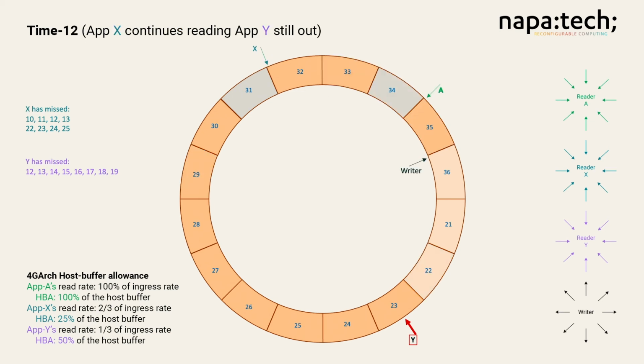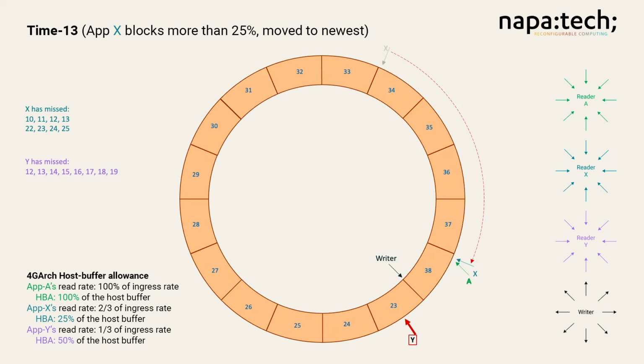While the problems continue for application Y, the writer fills the free available segments with new data. At this time, it has written 3 more segments and starts on segment 36. Application A follows along and starts in segment 35, while application X lags a bit behind and has only come to segment 32. The writer has filled 3 more segments.